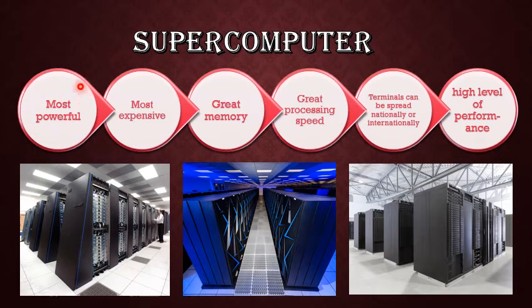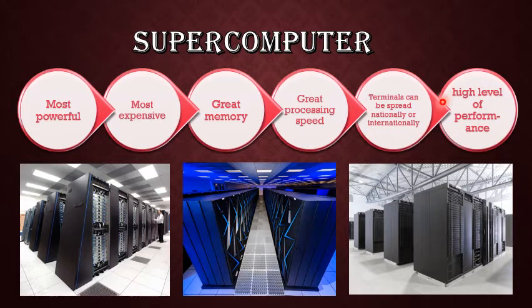Okay, so what are the common features of supercomputers? Here you can see that they are not more powerful, they are the most powerful. They are not more expensive, they are the most expensive. This is how we are comparing the supercomputers with all three types. They have the greatest memory and great processing speed. Their terminals can be spread nationally or internationally. When we were talking about mainframe computers, we came to know that the terminals of mainframe computers can be spread throughout the country, but here it can be spread nationally or internationally. It means the terminals of supercomputers can be spread in a country, or it can be spread worldwide.